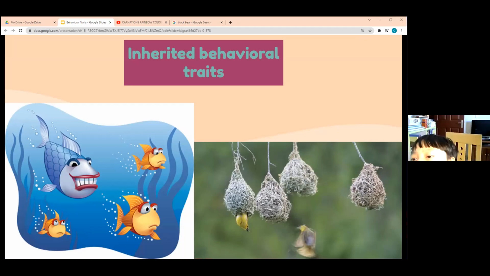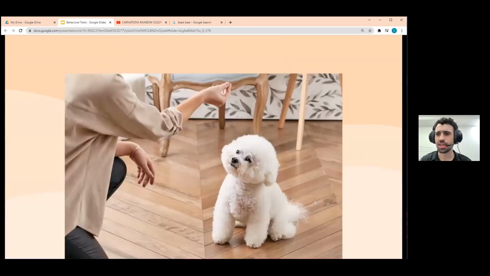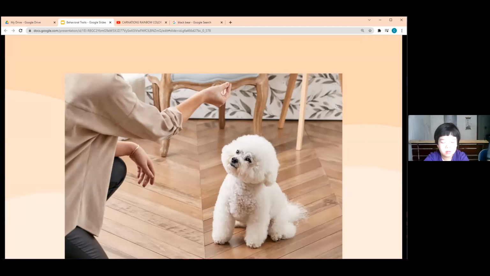There's some other examples, okay? Now we're looking at this dog. Lisa, is what the dog doing an inherited behavioral trait or a non-inherited behavioral trait? I think a non-inherited behavioral trait. And why do you think that, Lisa? Because the dog already knows how to sit down. Yeah, they had to teach the dog, right? The dog did not know that when it's a puppy, right? You have to teach a dog, right?